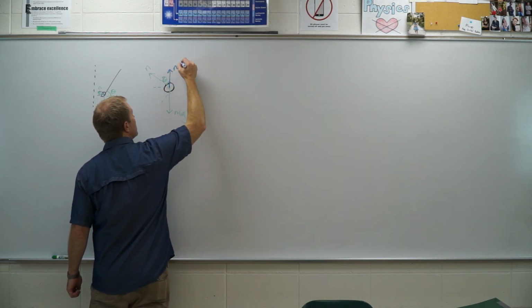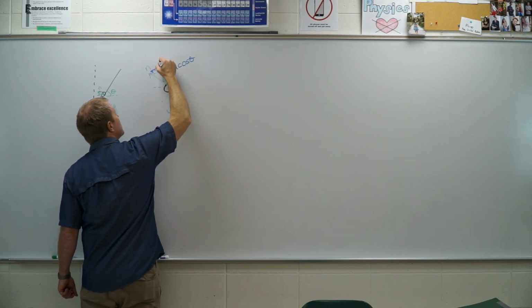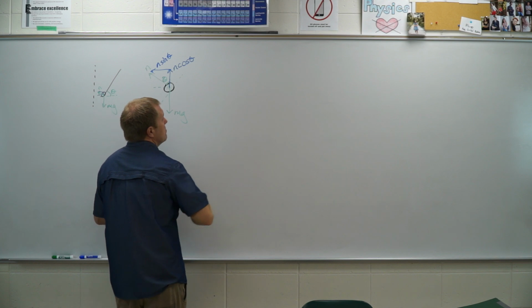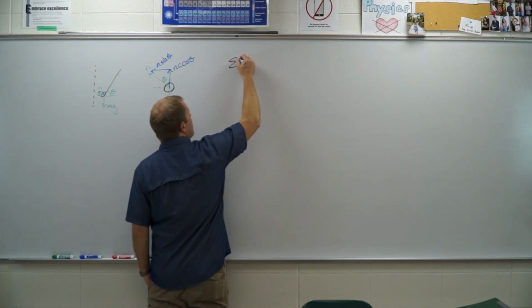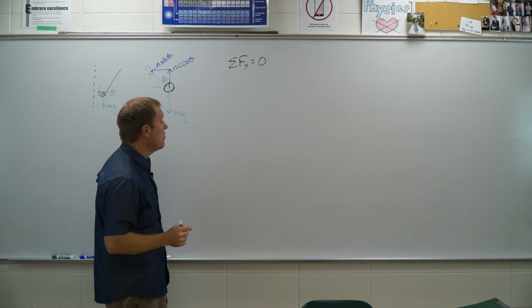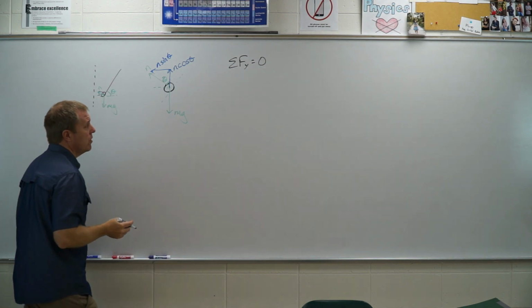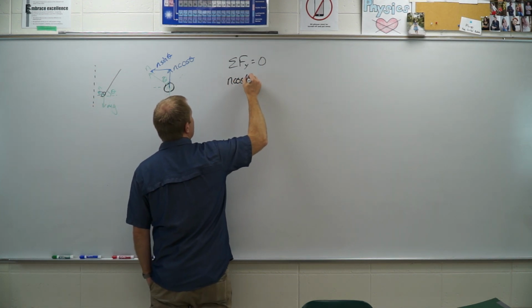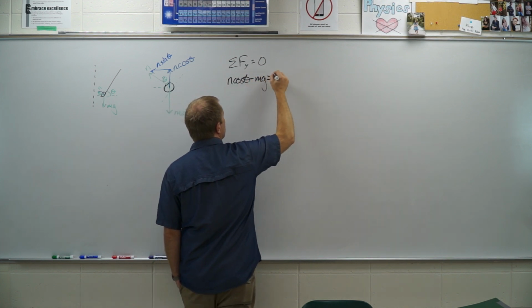This one's adjacent, so n cosine theta. This one is opposite, so n sine theta. All right, so now we've got some things to work on. The sum of the forces in the y direction is going to be 0 because we don't want it rolling up or down the incline. This is just going to roll because it's a ball. So we have n cosine theta minus mg equals 0.